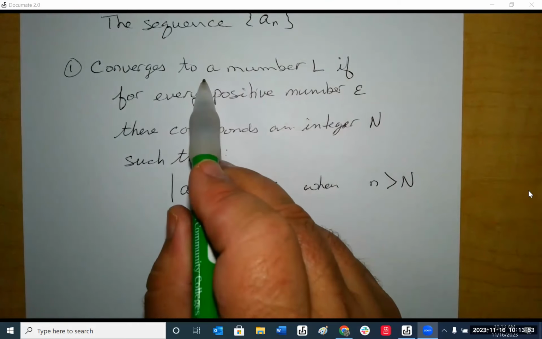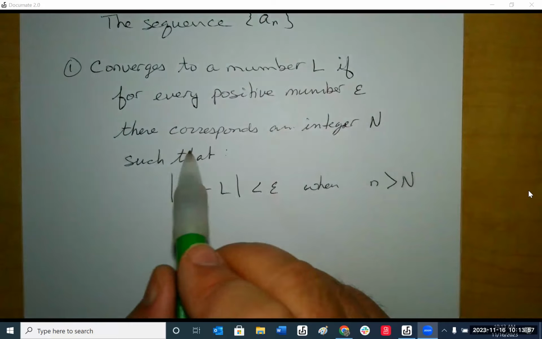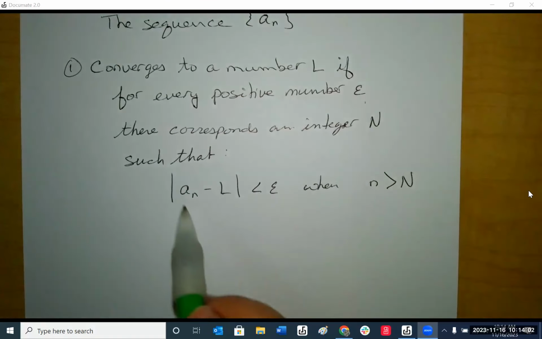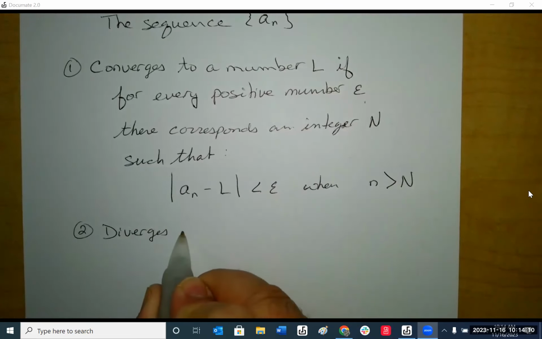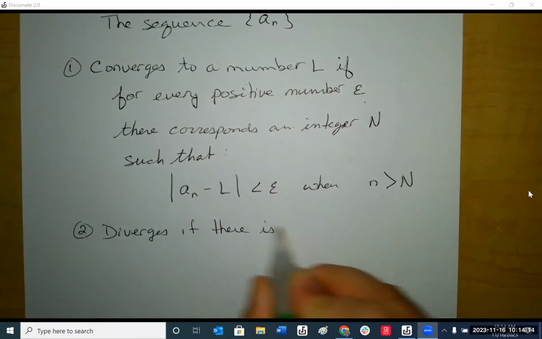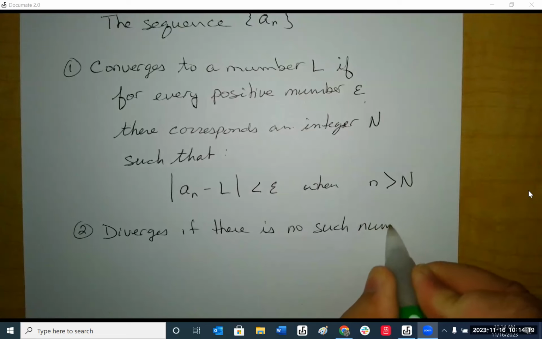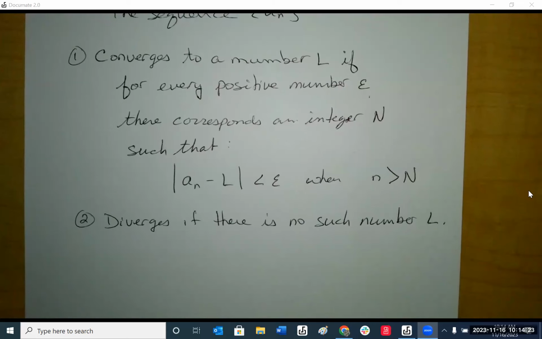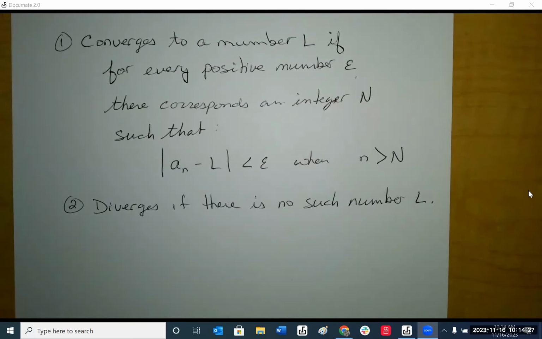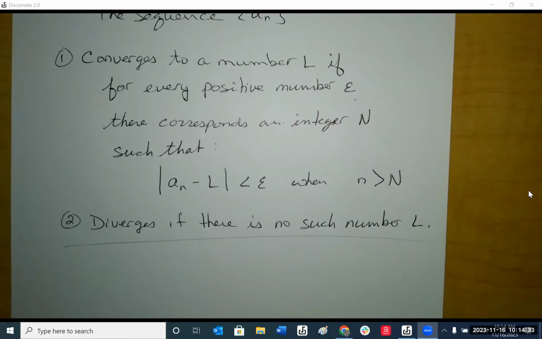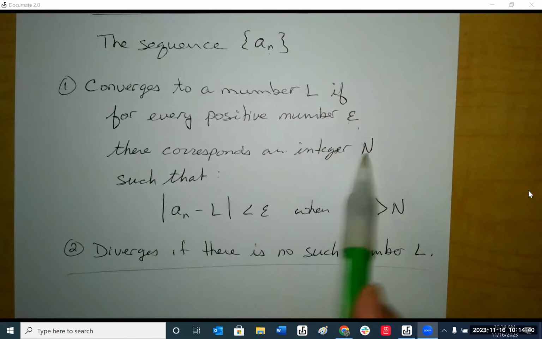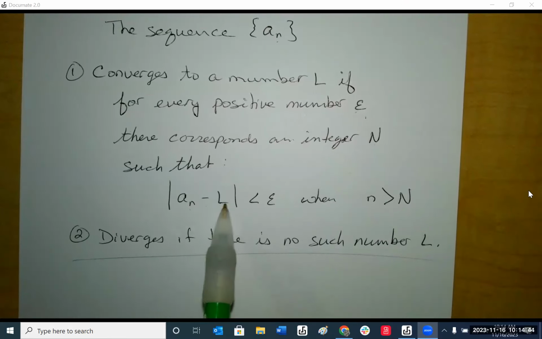So it converges to a number L if for every positive number epsilon, there corresponds an integer n such that this is true. It diverges if there is no such number L. So that's the definition of it. Any sequence converges to a number L if for every epsilon there corresponds an integer n such that the absolute value of the sequence minus the limit, the value it's approaching, is less than epsilon, whenever n is greater than that integer.